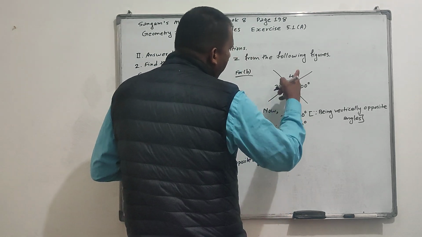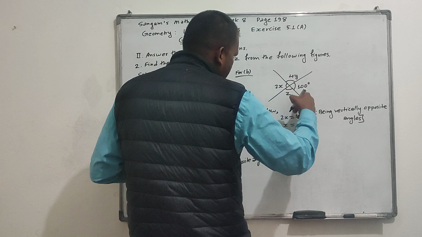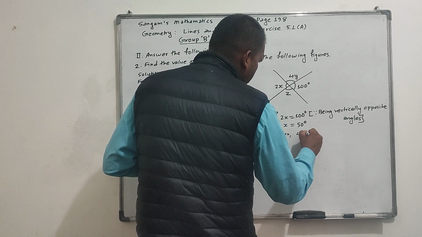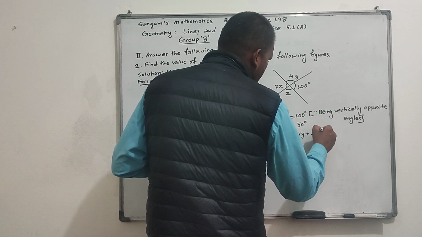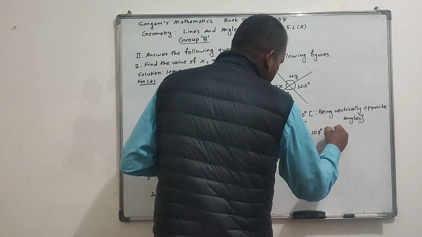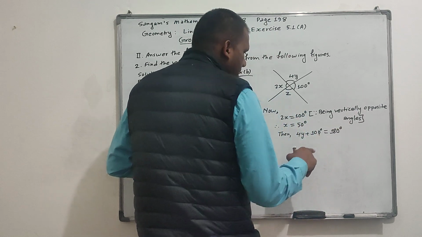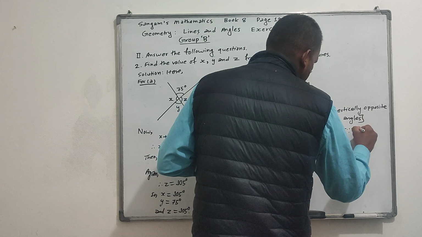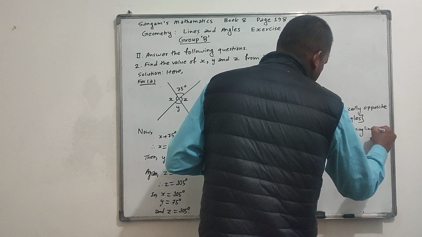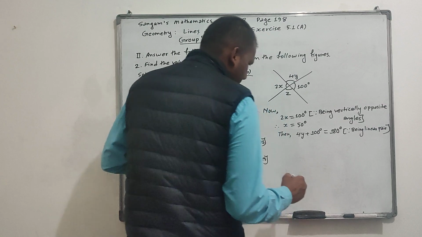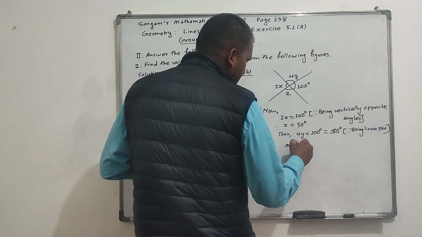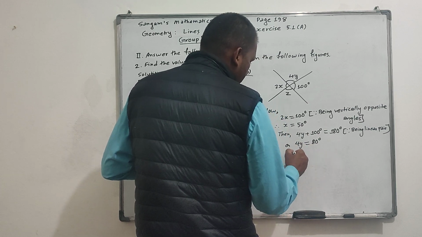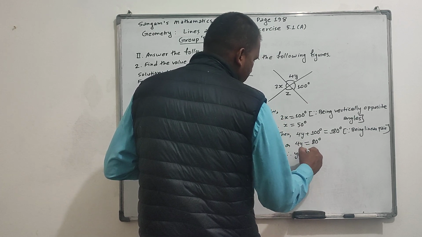Then 4y and 100, it makes straight angle, so we can write 4y plus 100 degree equal to 180 degree, being linear pair, or 4y equal to 180 minus 100, it becomes 80 degree. Therefore y equal to 80 divided by 4, that is 20 degree.